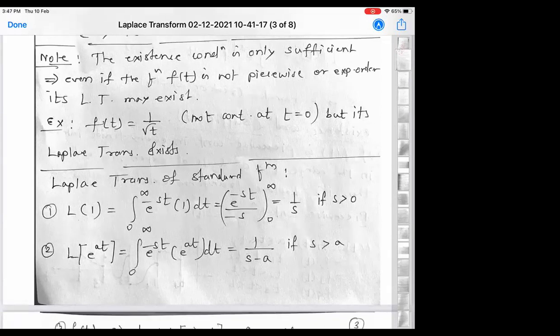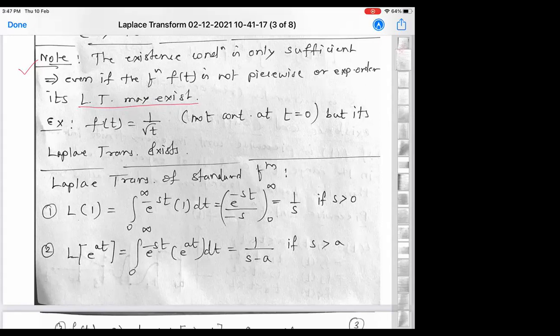Therefore, note that the existence condition is only sufficient, meaning even if the function is not piecewise continuous or of exponential order, the Laplace transform may exist. I hope all of you know necessary and sufficient. These are the two parts of any theorem. Necessary and sufficient means a to-and-fro way. So if the function is piecewise continuous and of exponential order, then certainly its Laplace transformation exists. And the other way, the condition is necessary, meaning if the Laplace transform exists, then the function should be piecewise continuous and of exponential order.